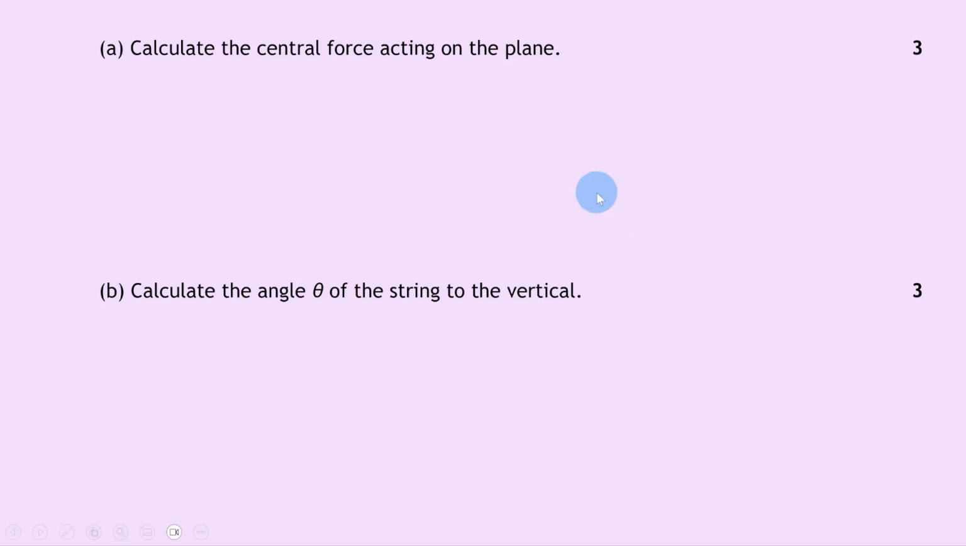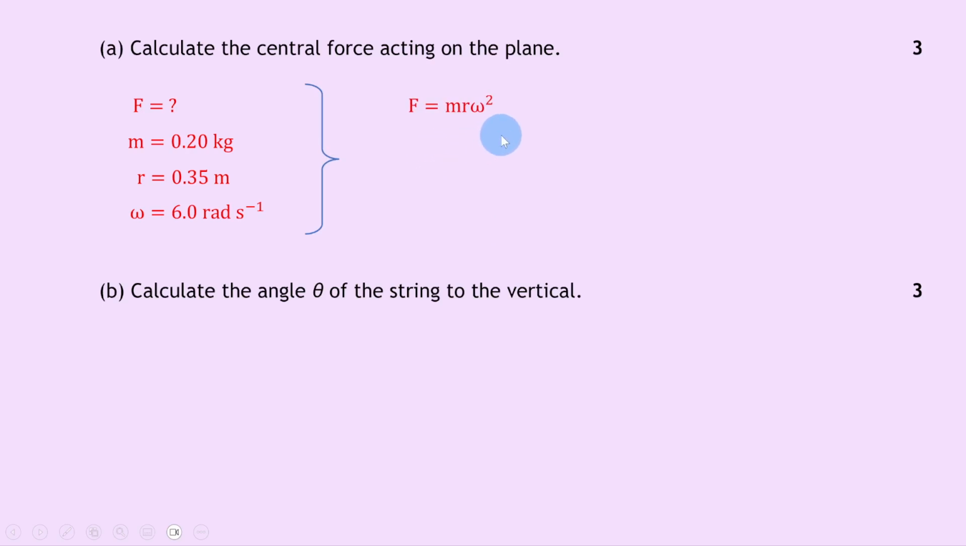So writing down, we know from the question we're trying to find centripetal force F, we know the mass of the plane is 0.20 kilograms, we know the radius of the circular path is 0.35 metres, and the angular velocity omega is 6.0 radians per second. So we're going to use the equation that relates centripetal force to angular velocity instead of the one for centripetal force in terms of linear velocity. So writing down the correct equation from the relationship sheet, we have F equals m r omega squared. Substituting in the numbers gives us 0.20 times 0.35 times 6.0 squared, and putting that into your calculator should give you an answer of 2.5 newtons.